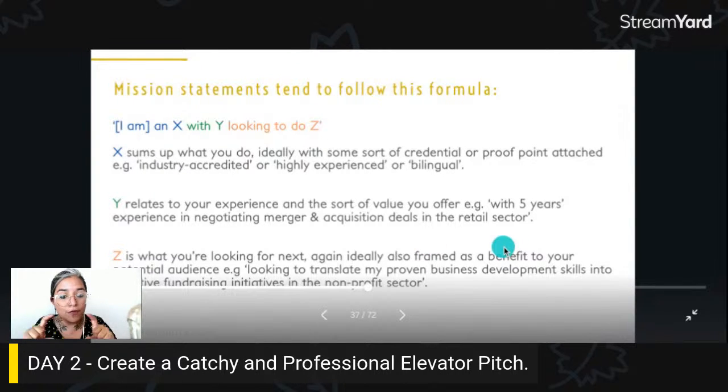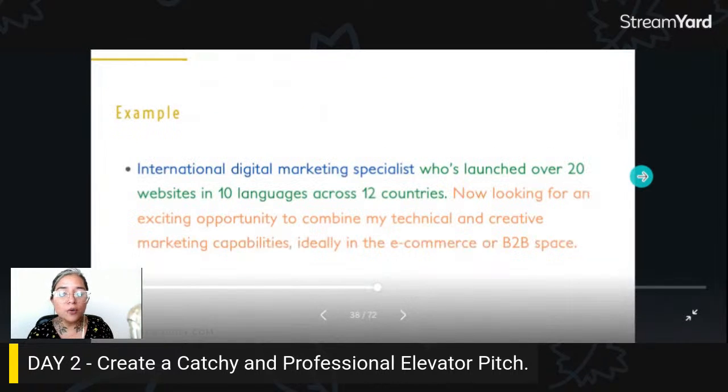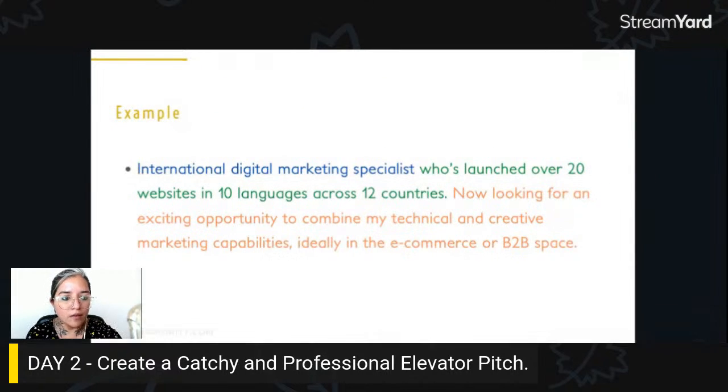Okay, so we have the first, who you are. The second, what is it that you do? What is the experience? What is it that you have to offer? And the last one, what are your goals? What are your intentions? What are your purposes, etc. Now, let's take a look at another example.